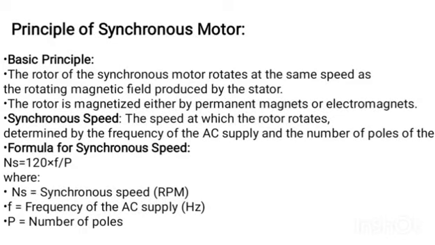This motor will rotate at a synchronous speed determined by the frequency of the alternating current supply and the number of poles of this motor. Using this formula, Ns, the synchronous speed, is equal to 120f by P, where 120 is constant, f is frequency, and P is the number of poles. Using this formula, this machine will rotate at a constant speed, that is synchronous speed.